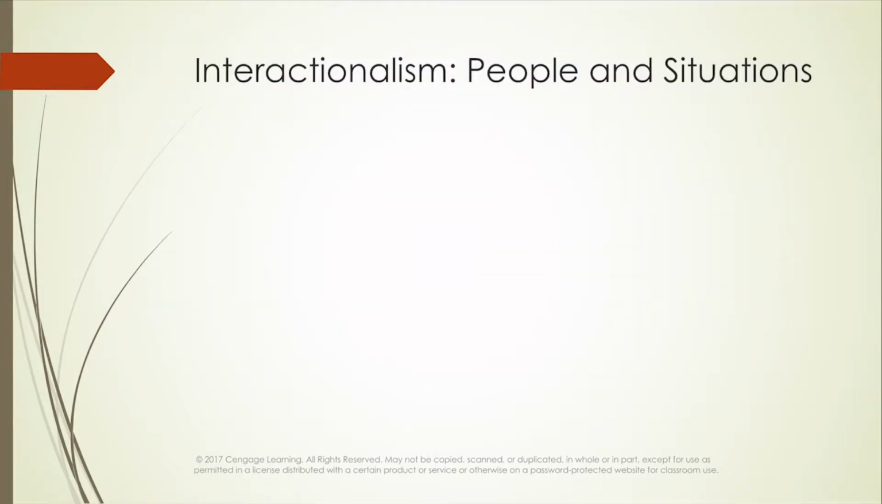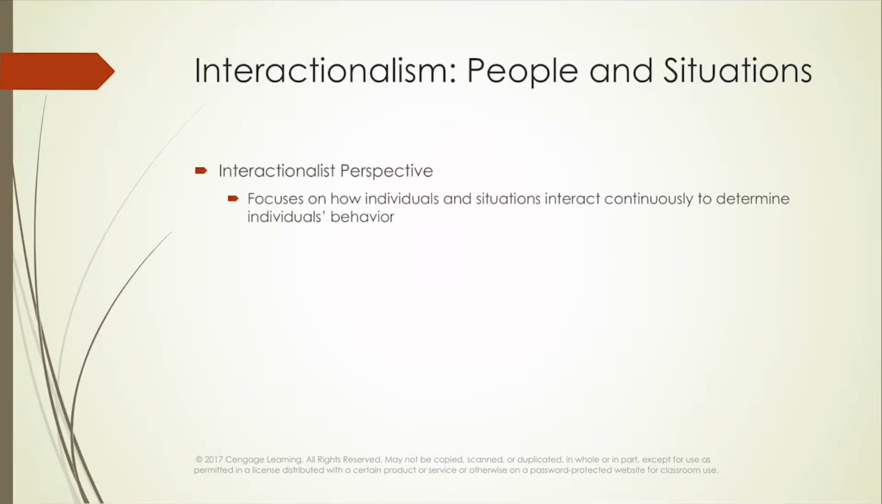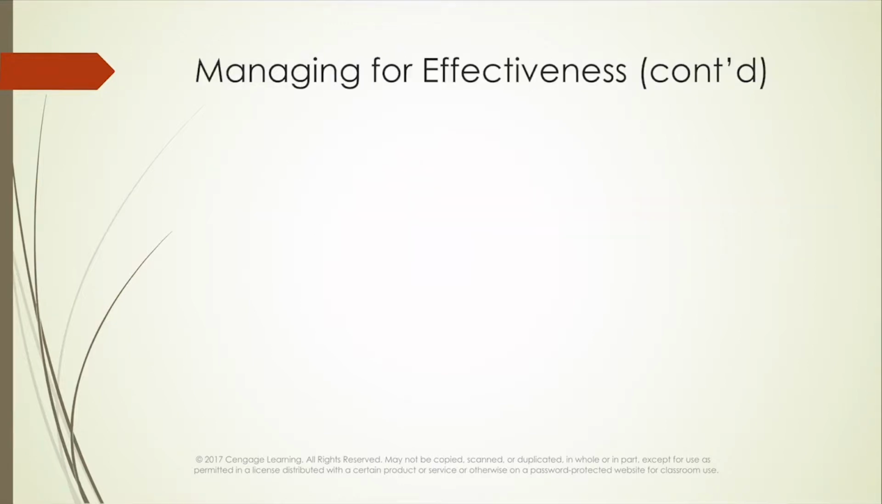Now you have also the interactionalism, which deals with people and situations, and they focus on how individuals and situations interact continuously to determine individuals' behavior. And it attempts to explain how people select, interpret, and change various situations. And we see human behavior from an interactionalist perspective really coming out in the need to study it more because people respond and behave in different ways to different situations. So interactionalism takes a look at how people respond in different situations depending on the person and depending upon the situation.